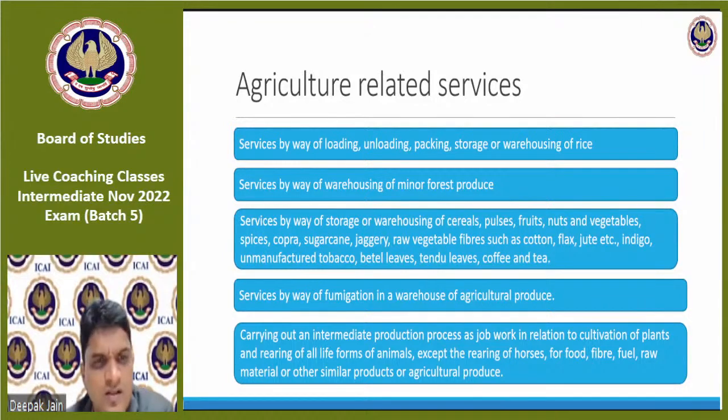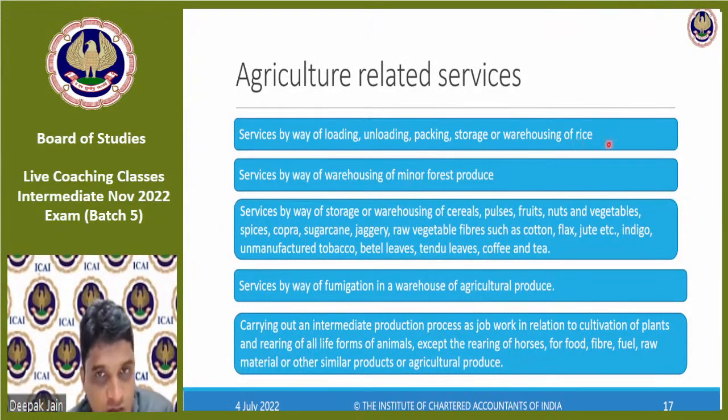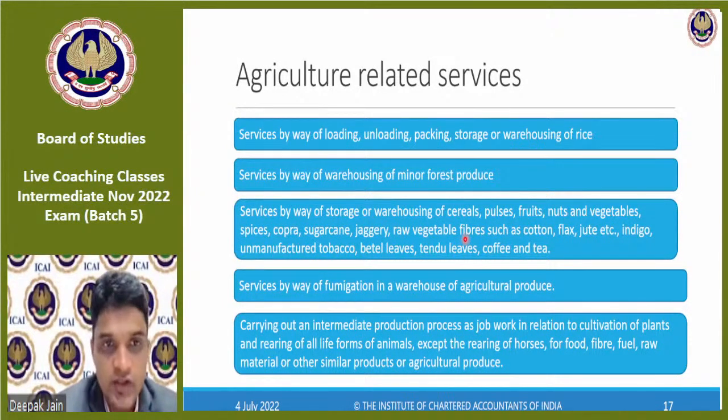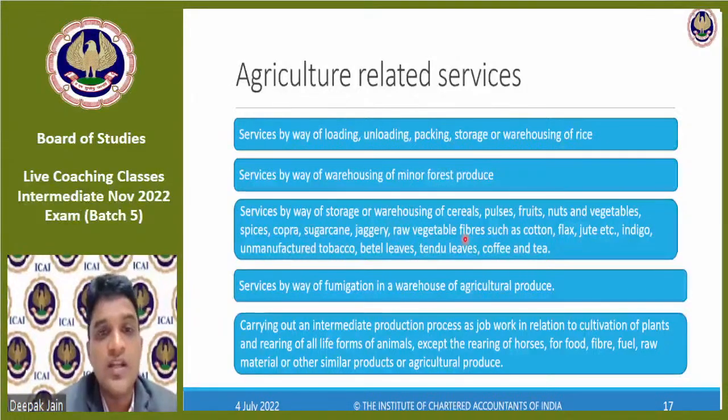Okay, services by way of warehousing of rice, समझ गए. Services by way of warehousing of minor forest produce. Then services by way of storage or warehouse of basic products. इतना लिस्ट याद रखने की जरूरत नहीं है, लेकिन समझने की जरूरत है. अगर समझ जाएंगे तो याद ऑटोमेटिकली हो जाएगा. Services by way of storage or warehousing of cereals, pulses, fruits, nuts and vegetables.